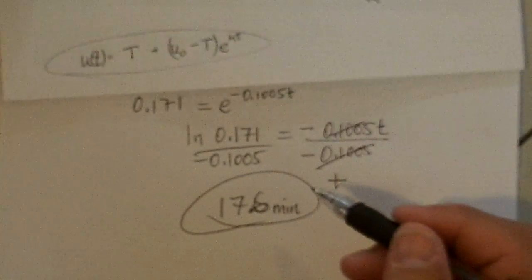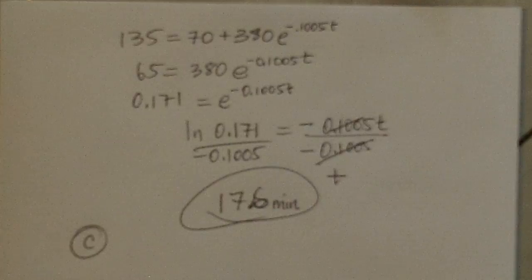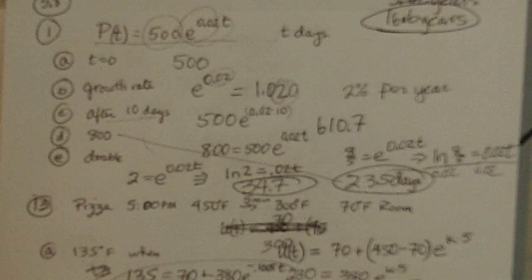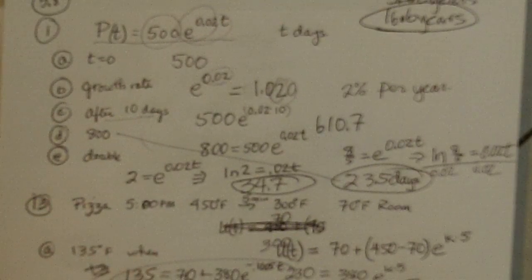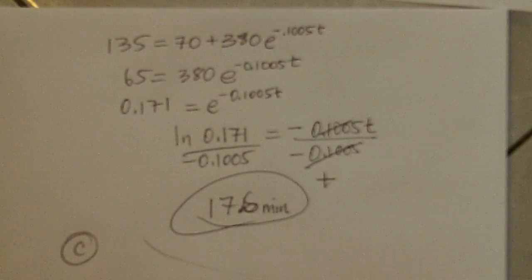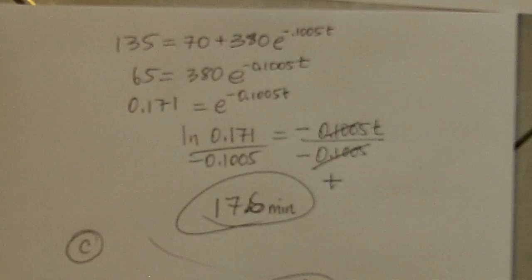Okay? And part C said, what does this approach? Well, this is an exponential that's moved up 70 and it's flipped around, but that makes the horizontal asymptote 70, and so this curve would eventually approach 70 degrees, the room temperature, and that's what they're trying to get you to see. All right.